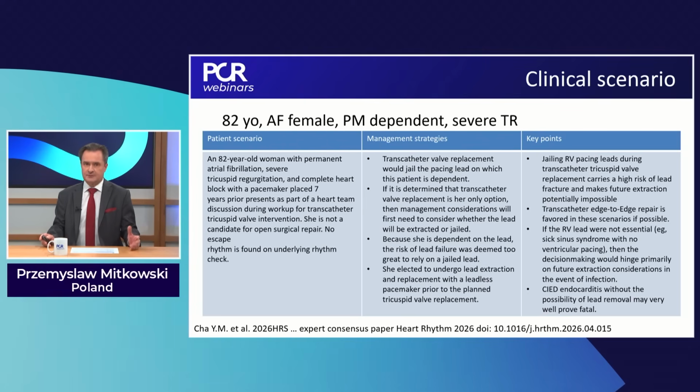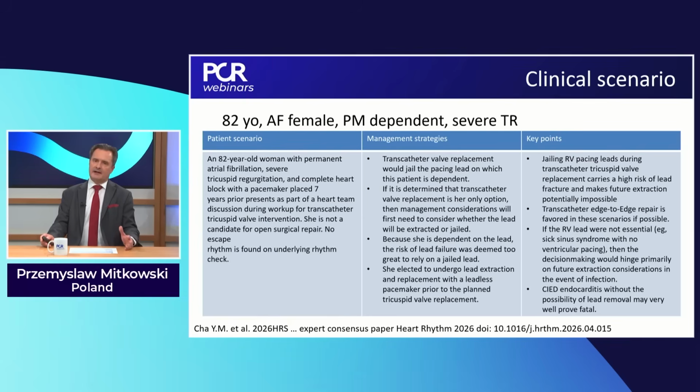It is the only option in this woman. She is dependent on pacing, so we try to avoid a jailed lead, because in any case of complication and malfunction of the lead, she could just die within tens of seconds. She was scheduled for elective lead extraction and placement of a leadless pacemaker. So we have no jailed leads. We have very nice space for any procedure related to the tricuspid valve. There is nothing which can protect us from almost any device.